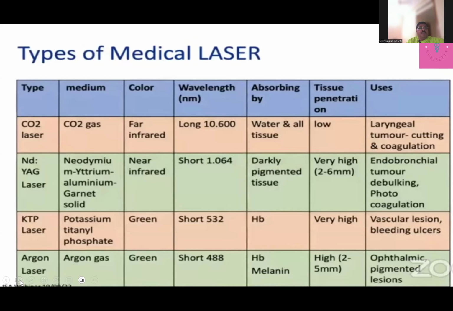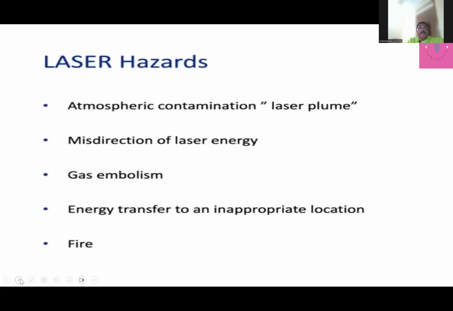The different medical lasers are the CO2 laser, Nd:YAG laser, KTP laser, and argon laser. You can see the different wavelengths, different absorption, and tissue penetration, with high tissue penetration compared to the argon laser. It is the highest tissue penetration, 2 to 5 millimeters. Depending upon the pathological condition, they will use different types of lasers.